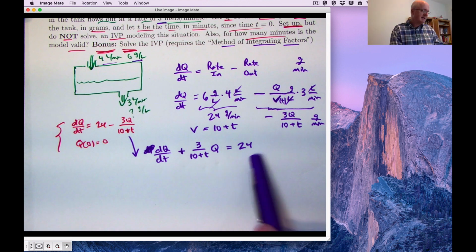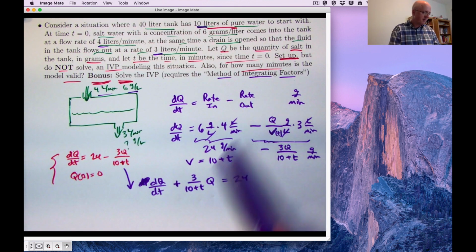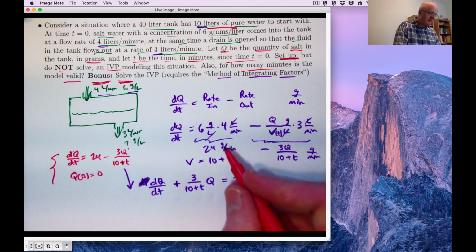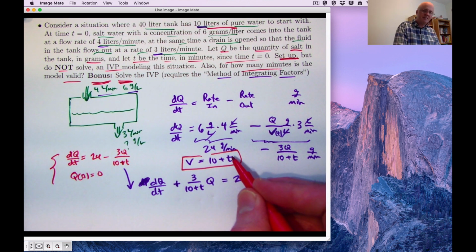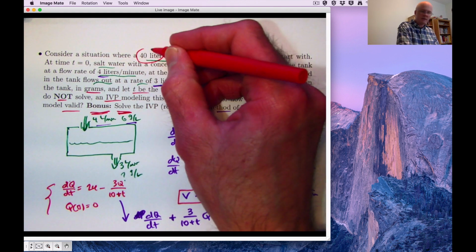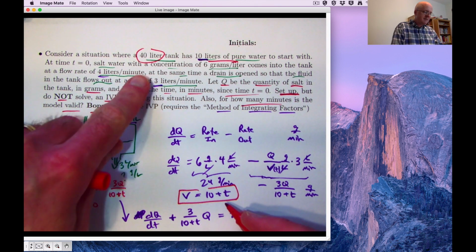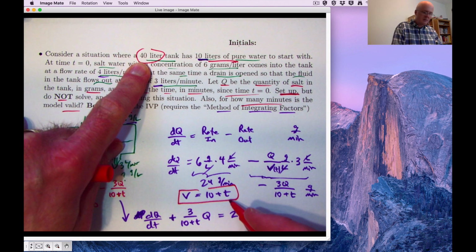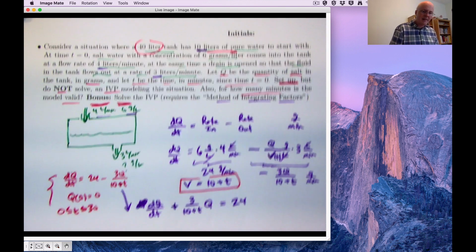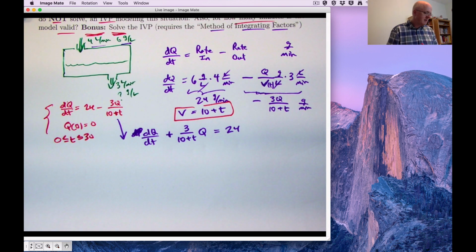I guess I did forget to say how many minutes this is valid for. So it was not a complete solution to the original problem. The volume is 10 plus T. Here's where I use the fact that the tank is 40 liters. You're going to get up to 40 liters after T equals 30 minutes. So this is valid for T between 0 and 30. I forgot that. That's the domain for your solution.